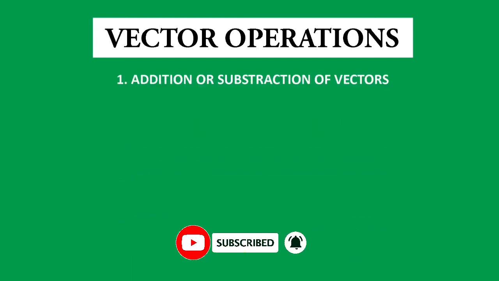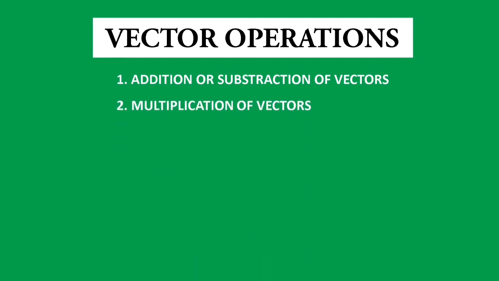In this video, we will discuss vector operations. Generally, we have two types of operations. The first one is addition or subtraction, and the second one is multiplication of vectors. In this video, we will discuss addition or subtraction.